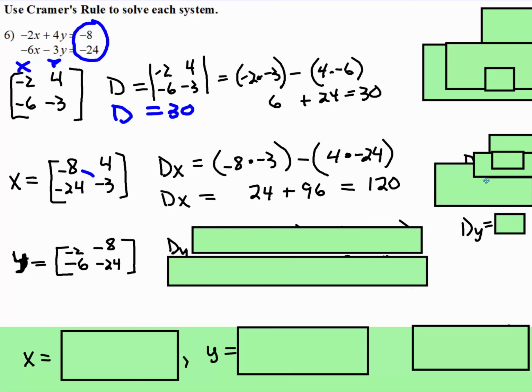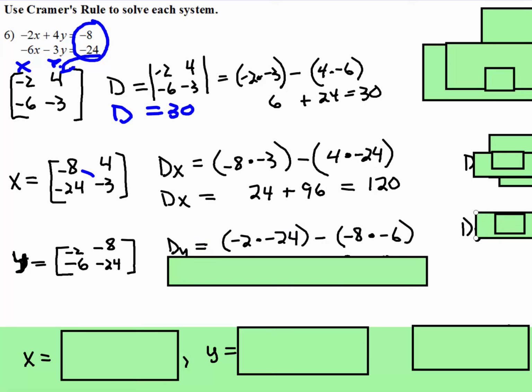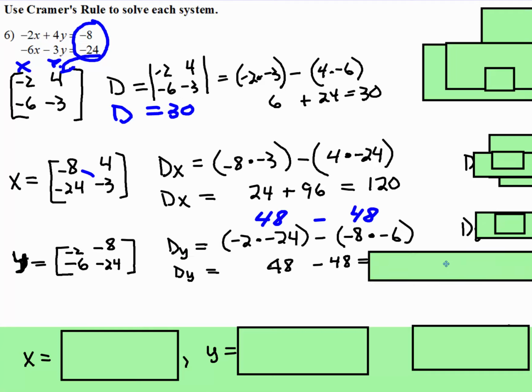All right, then you're going to find the Y. What you're going to do is cover up the Y values. So here is the original -2 and -6. And where the Y values were are now the solution values, -8, -24. You're going to find the determinant. -2 times -24 is +48. Subtract -8 times -6. So this is 48 subtract 48. Well, that's easy. So the Y determinant is going to be 0.